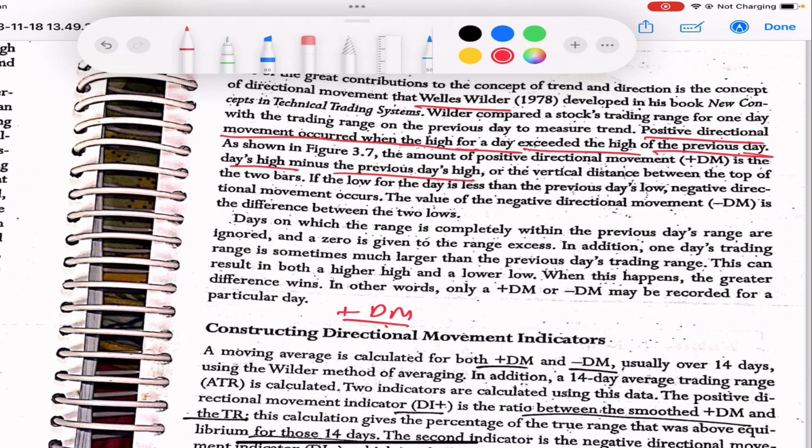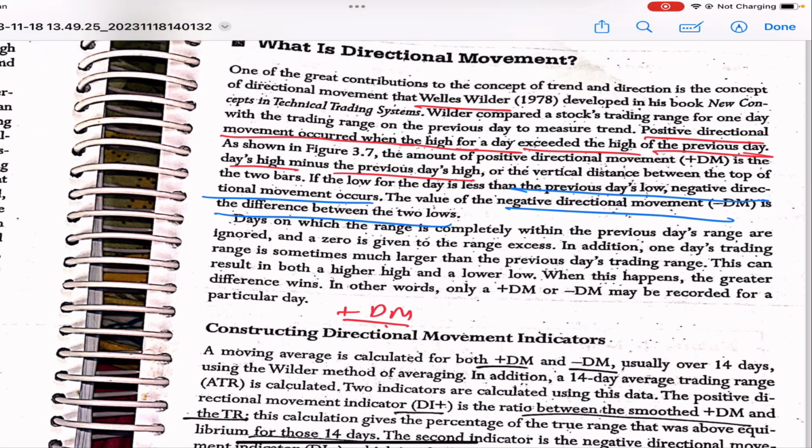Now, what is the negative directional movement? It's just the opposite of the positive directional movement. It's when today's low is lower than yesterday's low, that would be the negative directional movement. So that is the difference between two lows.